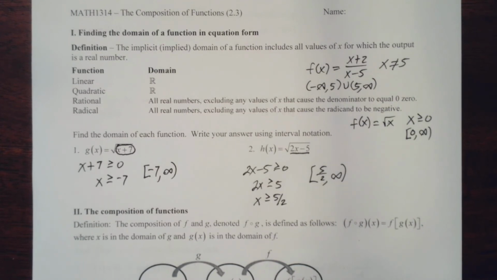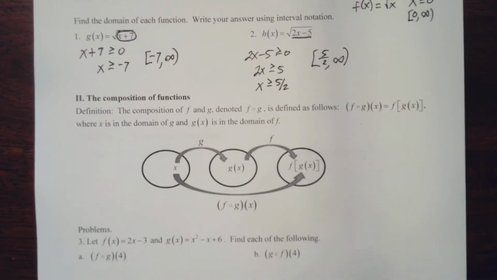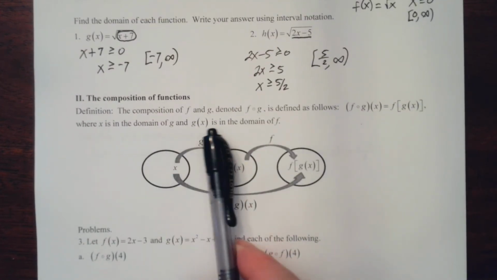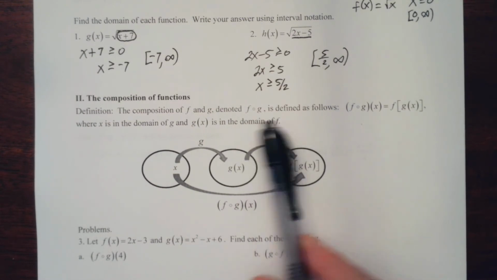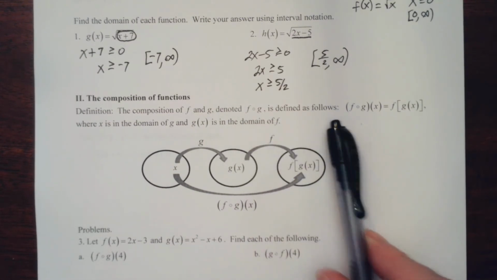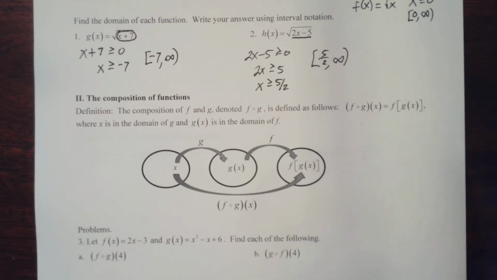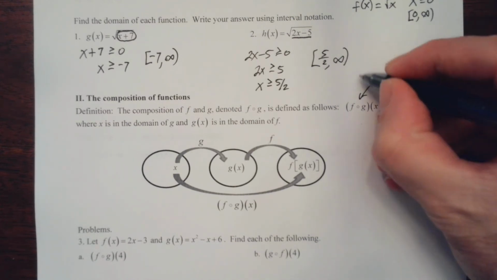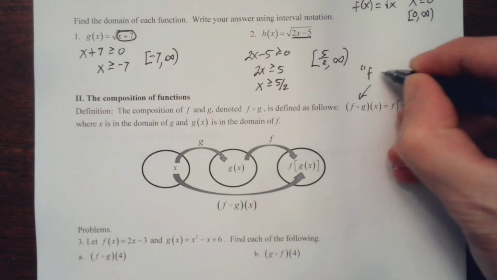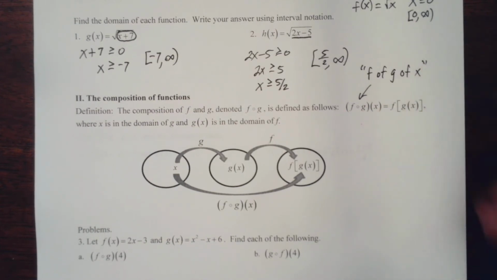All right, so let's move on now and talk about the composition of functions. It says the composition of f and g, denoted f of g, is defined as follows. So f of g of x is equal to f of g of x. Notice it's important that you know how to say this expression. It's read f of g of x. And in fact, isn't that how we read this?